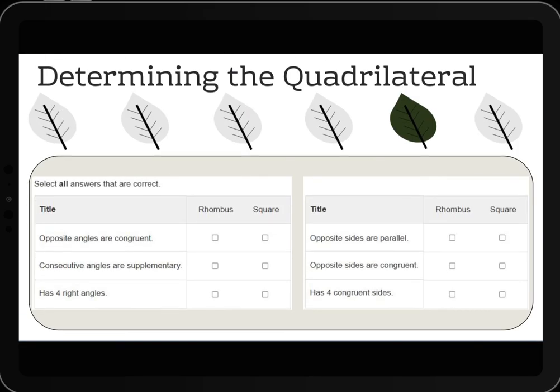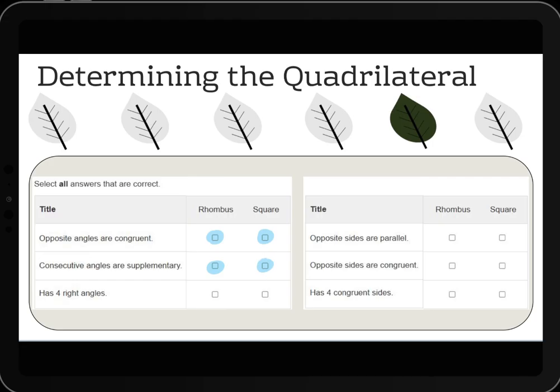Now, determining the quadrilateral, right? So we want to select all of the possible answers available when we're dealing with what type of property we're working with here and what type of figure we want. So opposite angles are congruent. That is true for rhombuses and for squares. Consecutive angles are supplementary is also true for both.